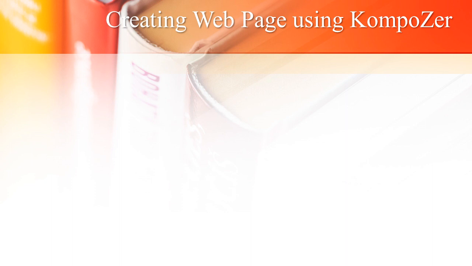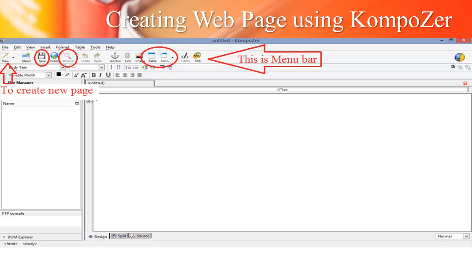First of all, we will start KompoZer and its view looks like this. As you can see, the arrow defines the menu bar. In the menu bar, the first item will create a new page, and the next is save to KompoZer file. Next, browser, to see the output in the browser. Next, table and form. Table is used to create the table and form will create the form.